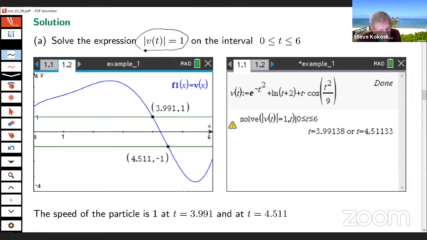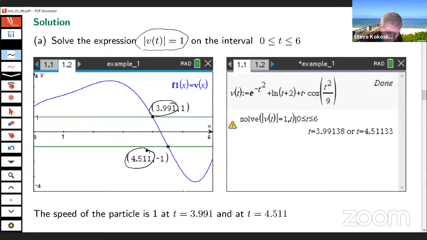I found it more illustrative, better for me to understand, if I drew the velocity function rather than the absolute value. But of course, drawing the absolute value of V works also. So on the graph screen, I found these two values of t. And I think those are rounded. So at 3.991 and 4.511, the speed of this particle is 1.